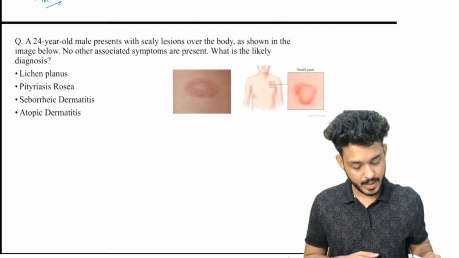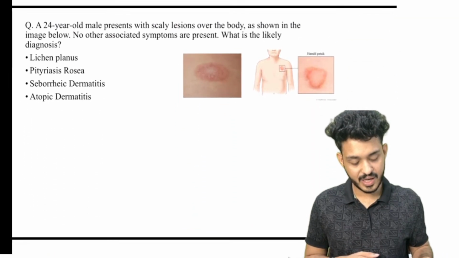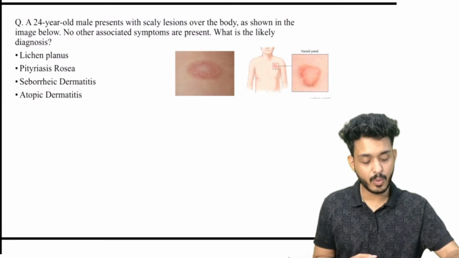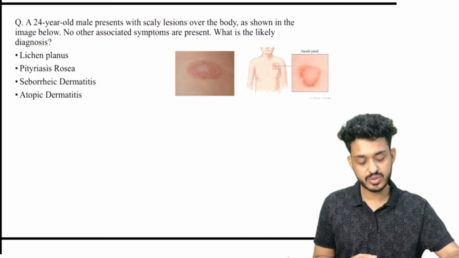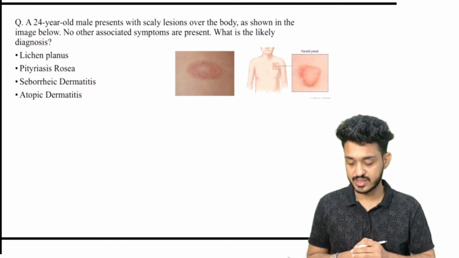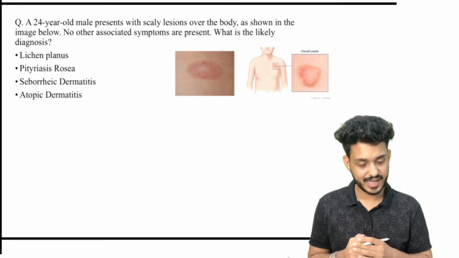Okay, next thing, try to solve this one. A 24-year-old male patient presents with scaly lesions over the body, as shown in the image. No other associated symptoms are present. What is the diagnosis here?